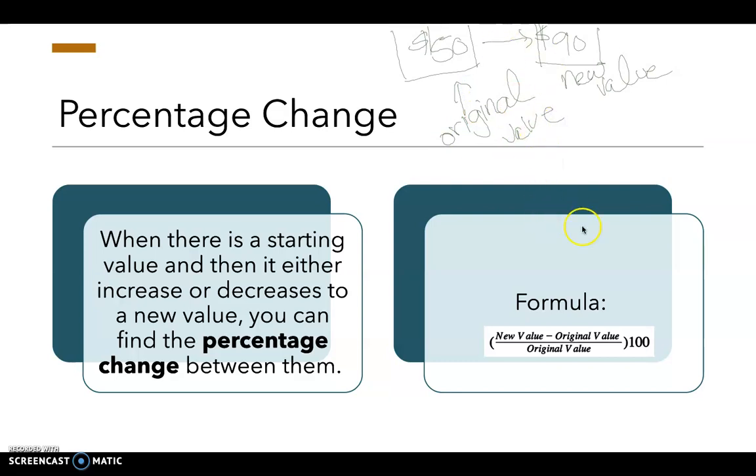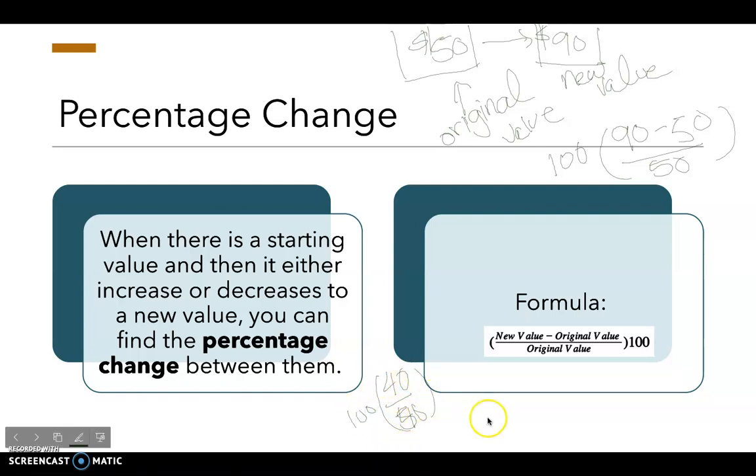So with that, you're just going to plug it in. My new value is 90 minus 50, which is my original value, divided by 50, which is also my original value, multiplied by 100. So then I get 40 over 50 times 100. If I take out the zeros, then I get 4/5 times 100 over 1. If I cancel that out, I get 20. So basically I'm getting 4 times 20, and that will be 80.